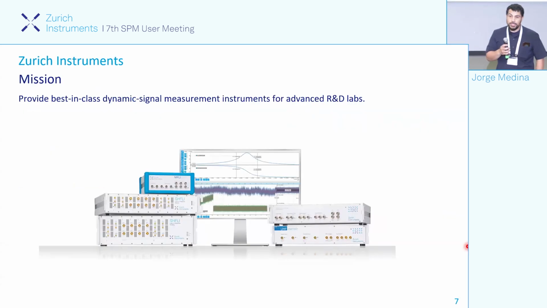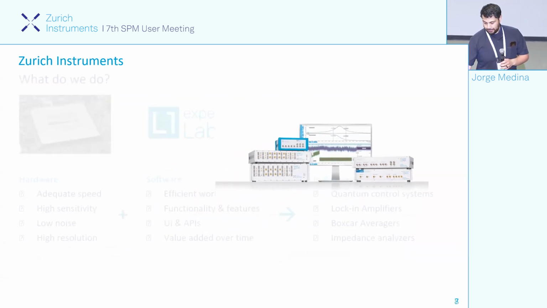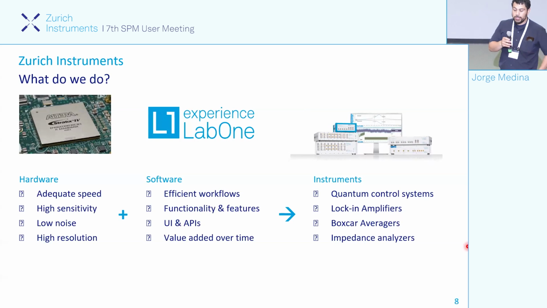So Zurich Instruments' mission is to provide best-in-class signal measurement instruments for advanced R&D labs. So what does that mean? Basically, what we do is we mix high-performance hardware with our own software that's designed to make your experimental life easier. And then we have our instruments that are able to do quantum control. We do lock-in amplifiers, boxcar averagers, and impedance analyzers.